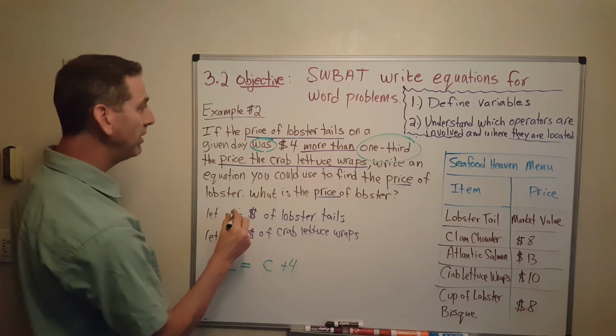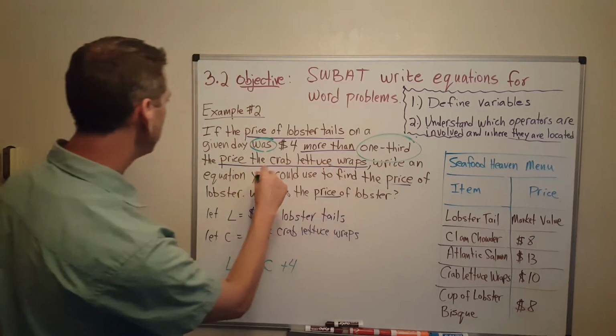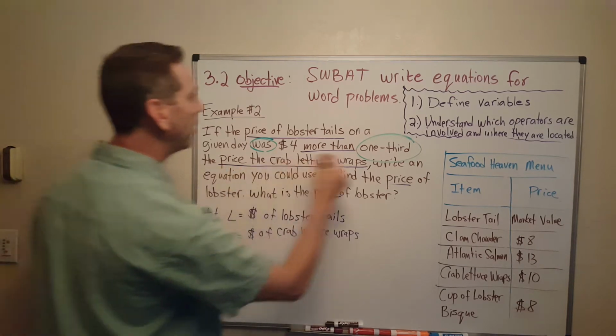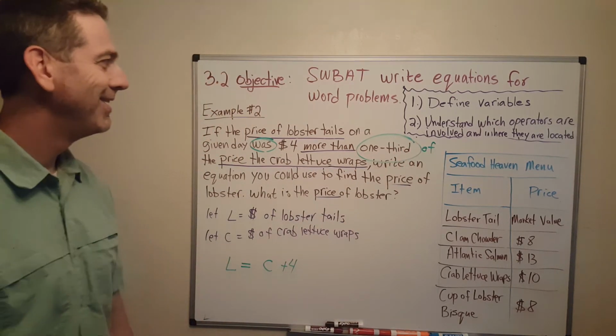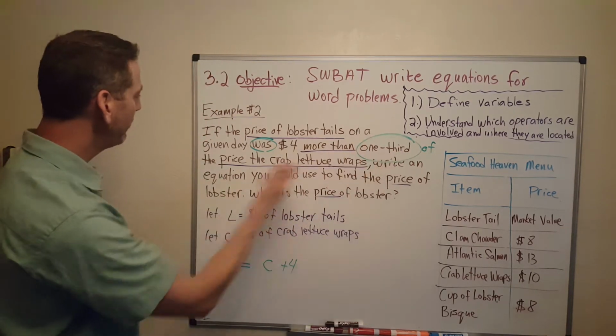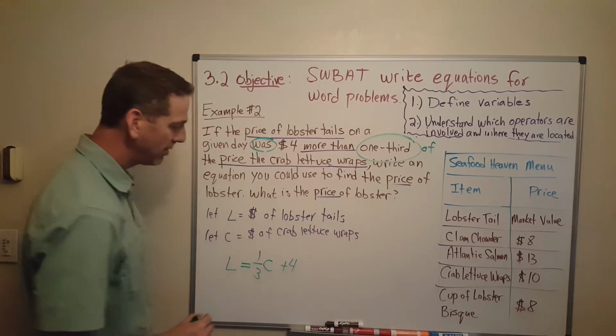Okay, when you see the word, where is it? 1/3. It's not in there, but oftentimes you'll see the word of. Anytime you see the word of, that means multiply. 1/3 of the price of crab lettuce wraps. We need to multiply here.